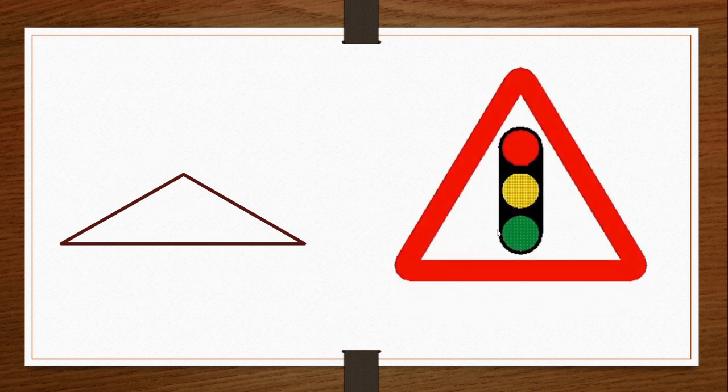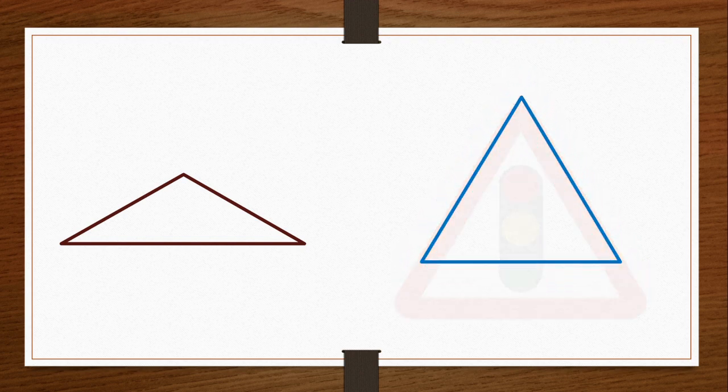Okay, one more we will take. Yes, you know this. You have seen this on the roads, isn't it? This is called a traffic signal symbol. Now here also we will trace the edges. Here, see this. I will remove this. Now dear children, here also we got the shape which has three sides, isn't it? Same to same shape we got. This we will draw on a new page.